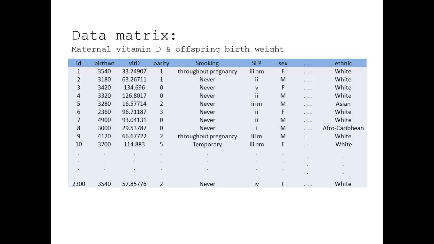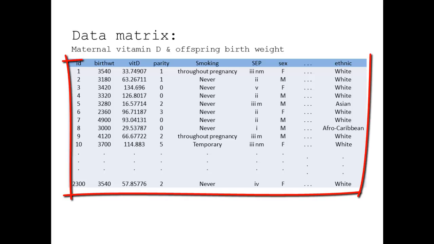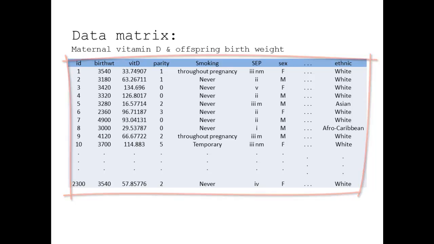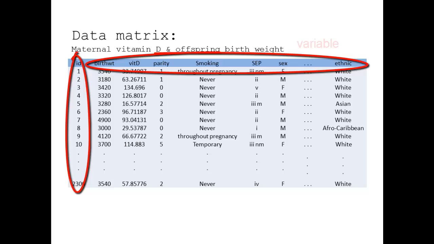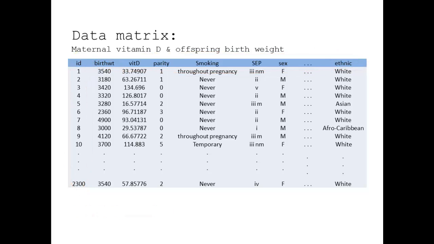In this particular analysis, we were interested in the link between maternal vitamin D during pregnancy and the birth weight of the offspring. So this is typically the format that data are organised into for analyses. We call it the raw data or the data matrix. The data are organised into rows and columns. Each column is a variable and each row represents a unit of observation. In the dataset here, the unit of observation is the mother and offspring pair. Birth weight relates to the child, and all the other data relate to the mother.